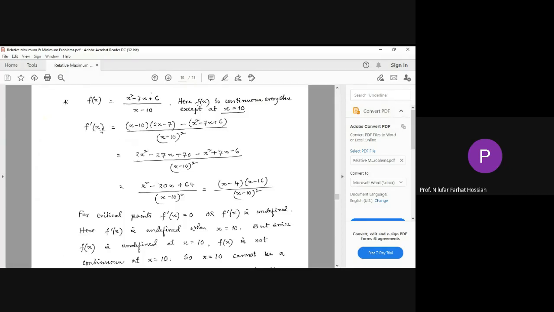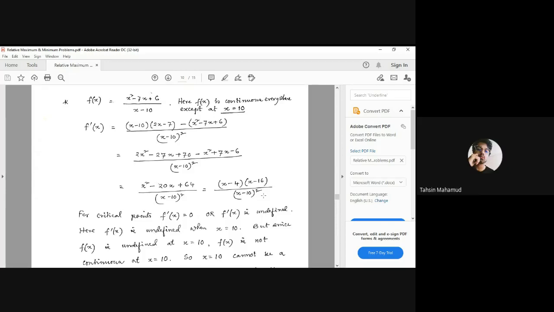Now, f prime x is undefined. It does not exist when x equal to 10. But this x equal to 10 cannot be a critical point. Why? Please answer me. Why x equal to 10 cannot be a critical point? Here f prime x is undefined when x equal to 10. But can you take this x equal to 10 as a critical point?